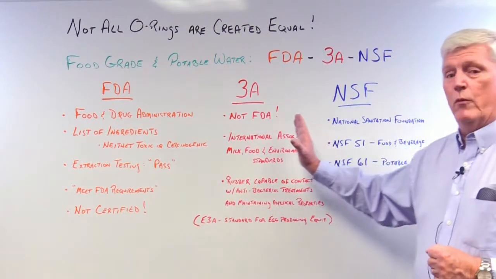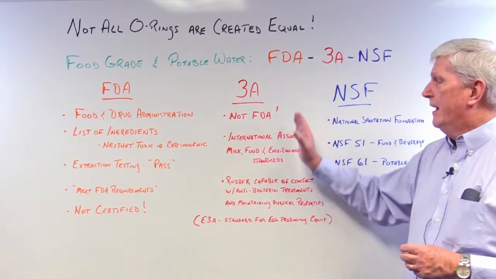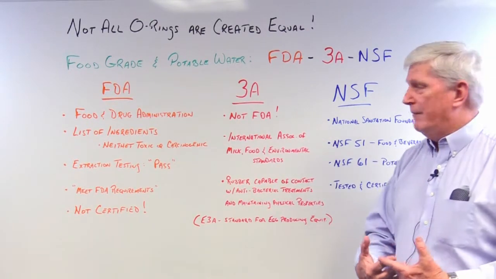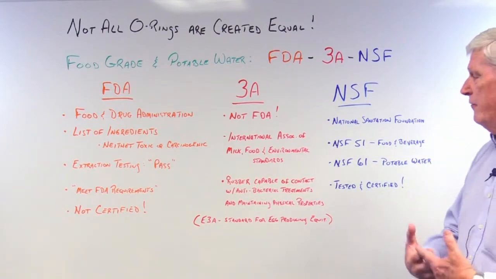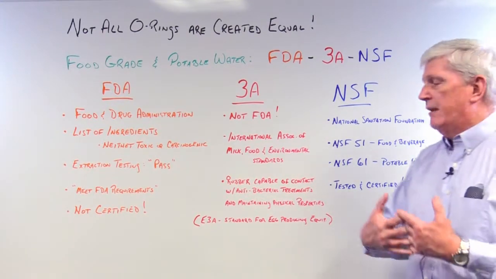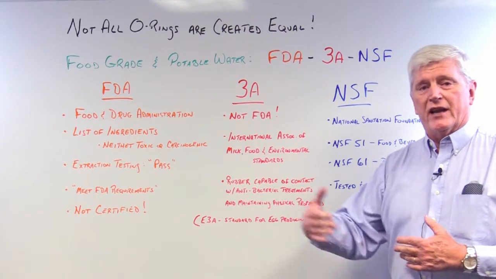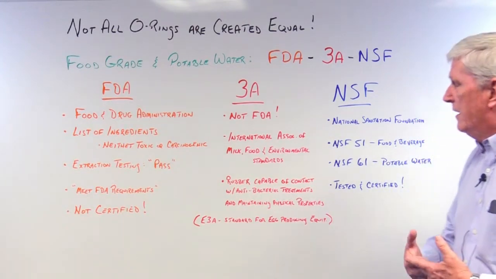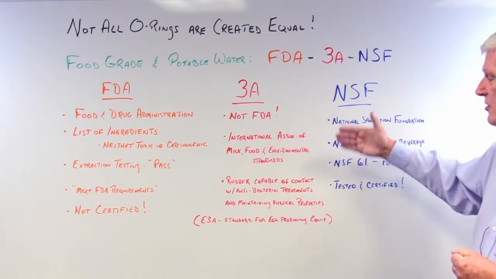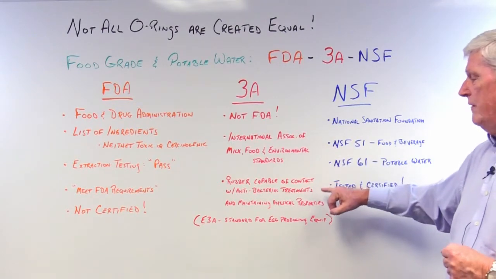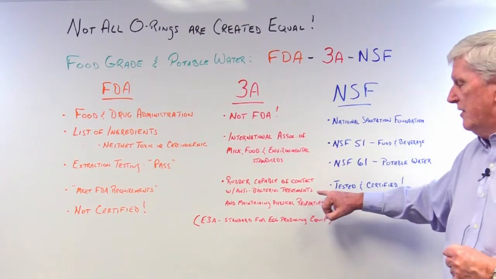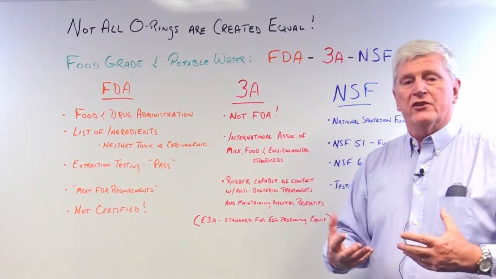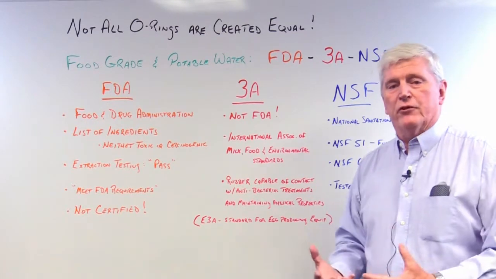Now, the next one we want to talk about is 3A. It is not, despite what some people may believe, part of FDA. It is actually derived from the International Association of Milk, Food, and Environmental Standards. A secondary group is the Milk and Dairy Association, Supplier Association. What 3A does is it determines the rubber that's capable of contact with antibacterial treatments and the maintaining of the physical properties of the O-ring after those treatments.